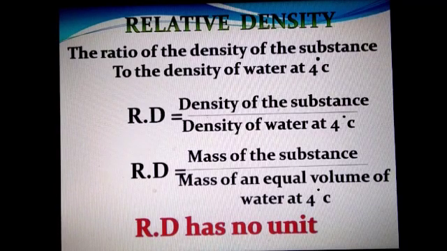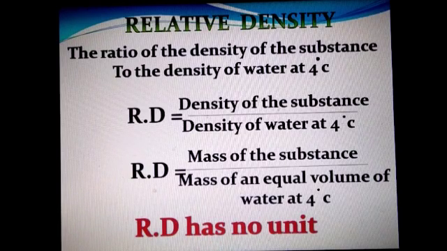Students, you can find the expression of relative density, that is RD, as given on the screen. Now, density of the substance means mass of the substance by volume of the substance, and density of water of the same volume means mass of the water by volume of water at 4 degrees Celsius. Ultimately, we get the expression of relative density as mass of the substance by mass of an equal volume of water at 4 degrees Celsius.